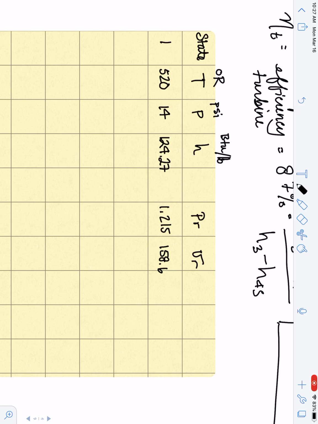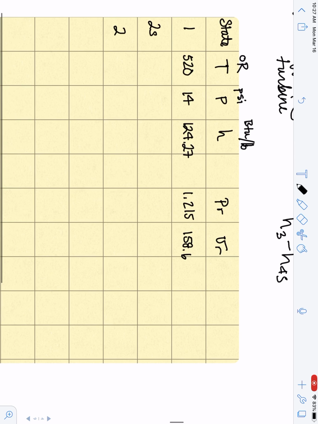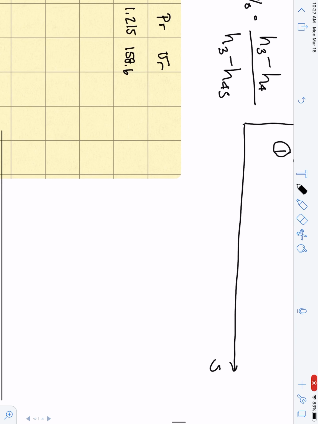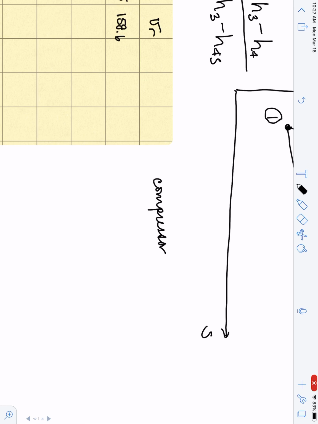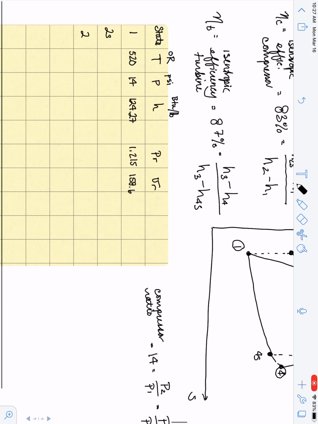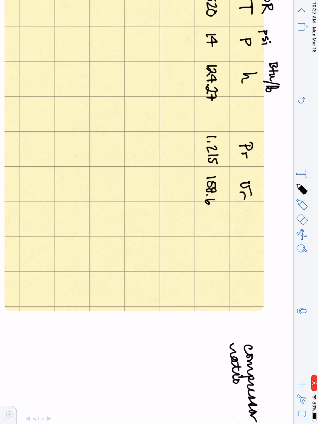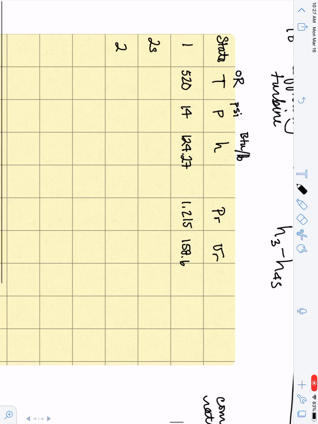Now, in order to find the actual value at state 2, we're first going to have to find out what the value of enthalpy would be at state 2s. We know the compressor ratio is 14, and that is P2 over P1, and it's also equal to P3 over P4. So we're going to be able to work between Pr values and P values for our ideal isentropic processes pretty easily. In that case, at state 2, the actual pressure should be 196 psi, and Pr at state 2s will be 17.